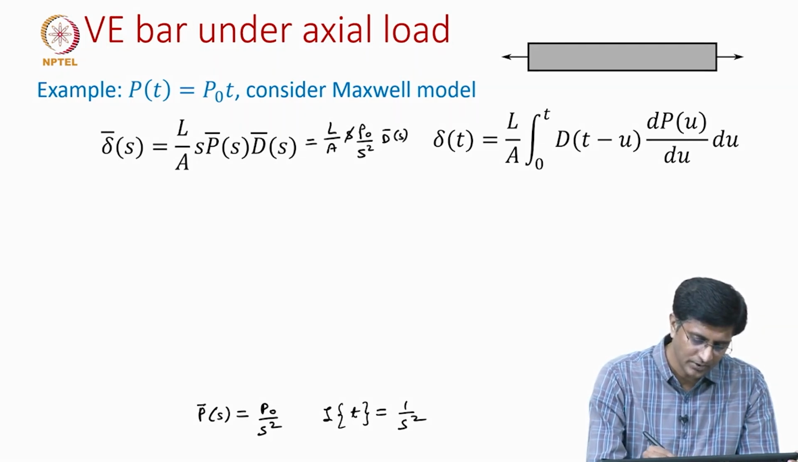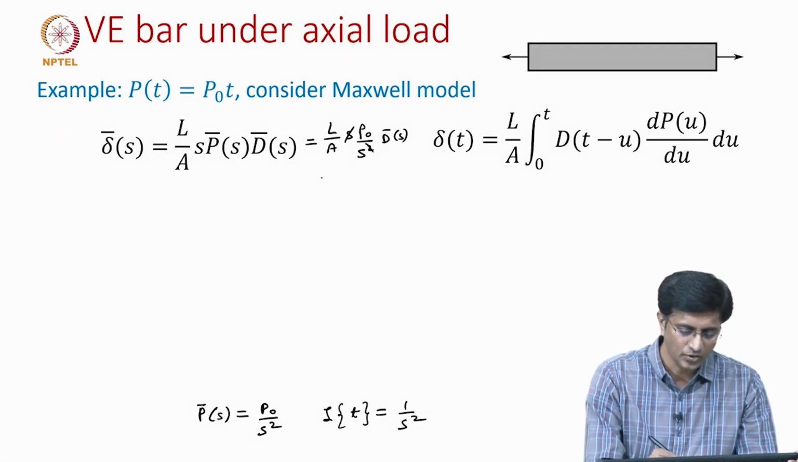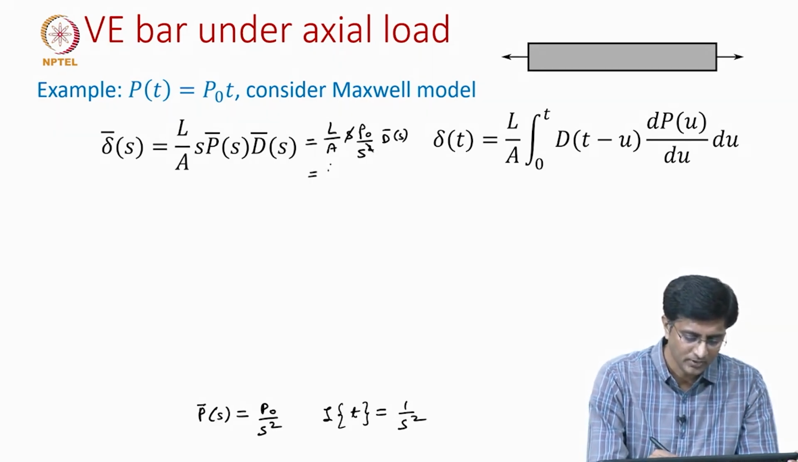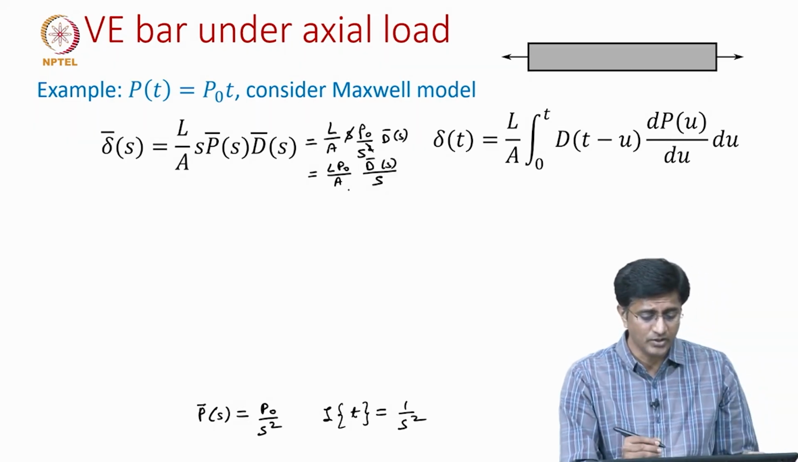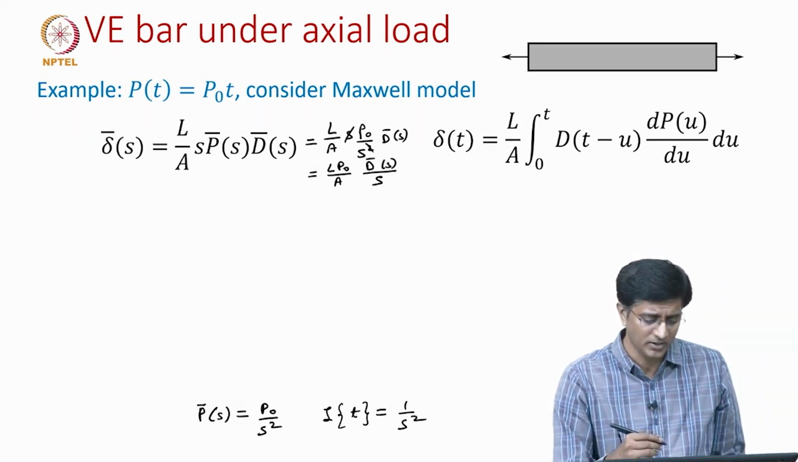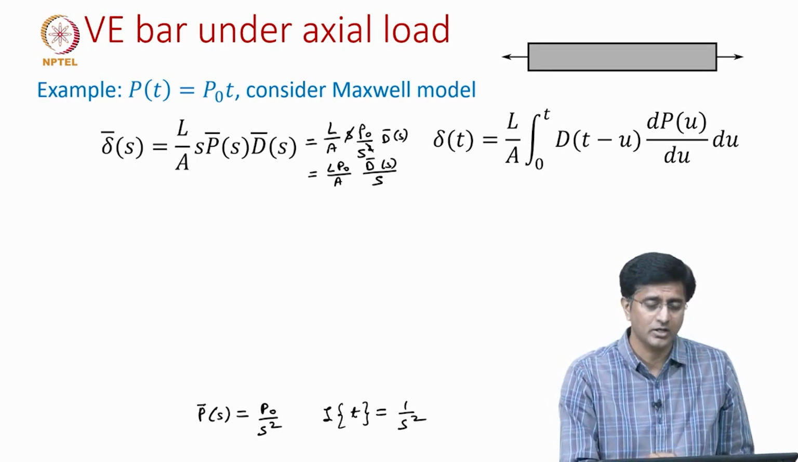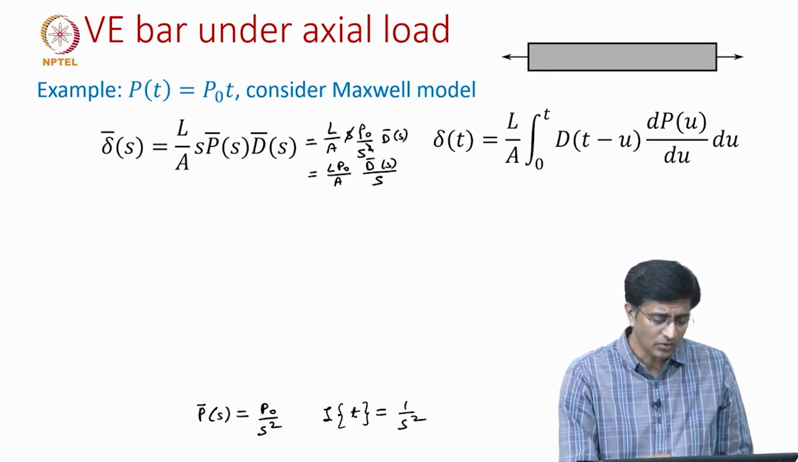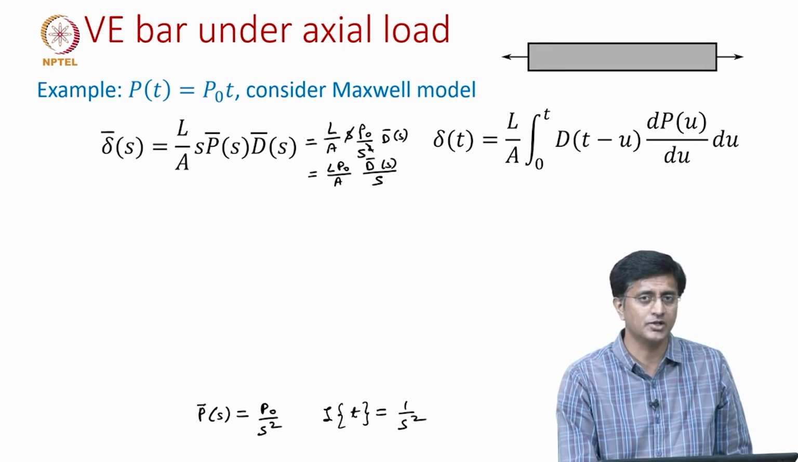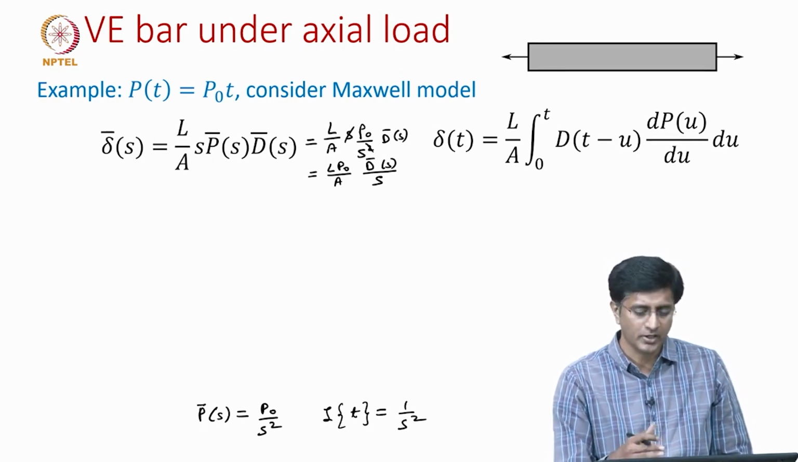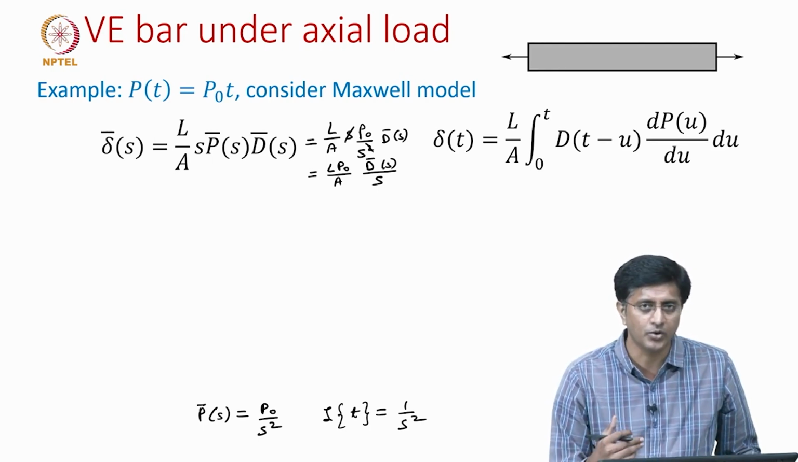So, we can cancel out this with one of the powers. So, we end up with L P naught by A times d of S by S. So, we notice that we have an S in the denominator, and then there is another transform function d of S. So, doing an inverse Laplace of this is not trivial or straightforward. Trying to solve this problem becomes more tedious.